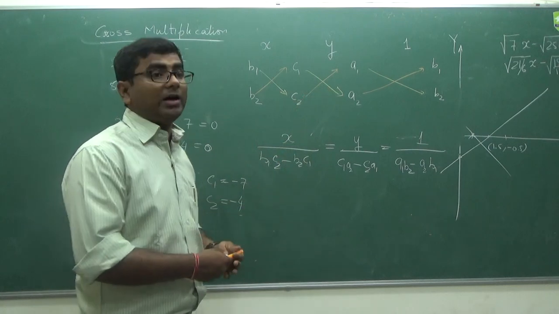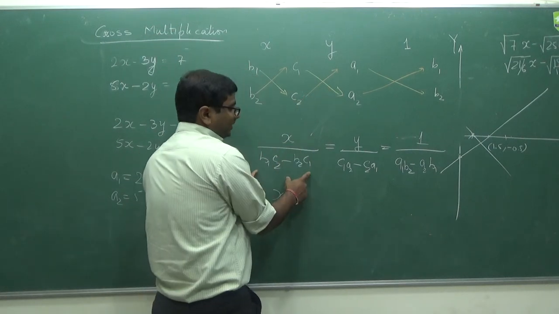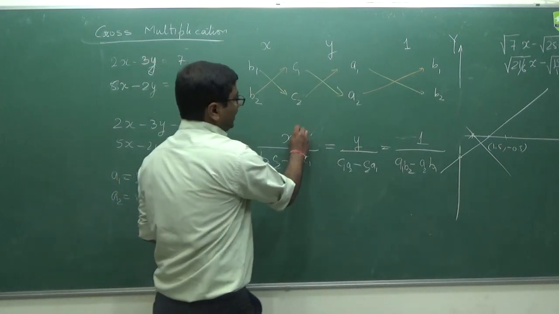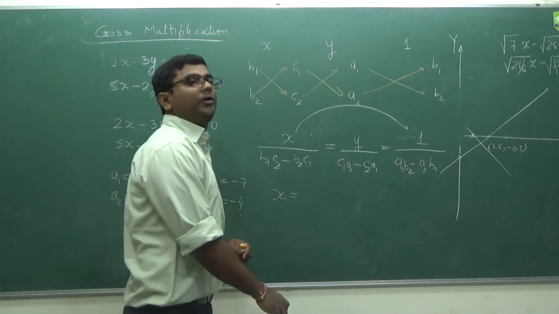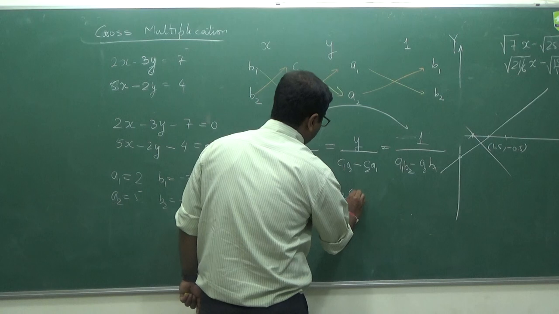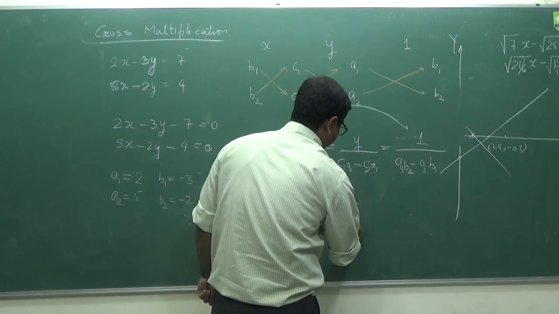And then what is the final value? So x is equal to how much? So x upon this is equal to 1 upon this, isn't it? So what will be x? You equate these two. What will you get? X equals b1 c2 minus b2 c1 upon a1 b2 minus a2 b1.